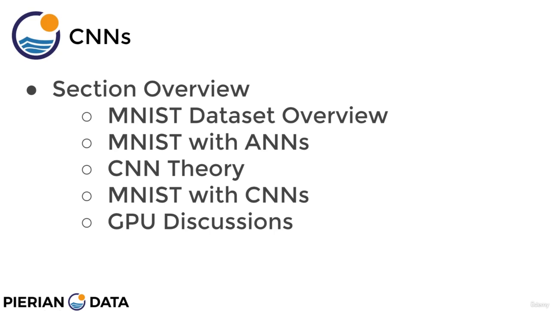After we overview that dataset, we're going to actually attempt to classify those images using a standard artificial neural network approach. Then we'll see the limitations of just regular, fully connected artificial neural networks. So we'll begin to discuss the theory behind convolutional neural networks, including discussions on things like images, kernels, and strides.